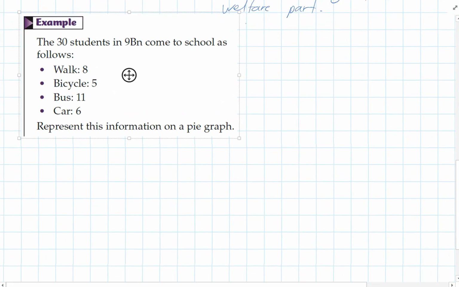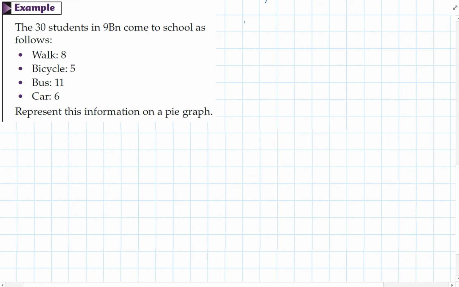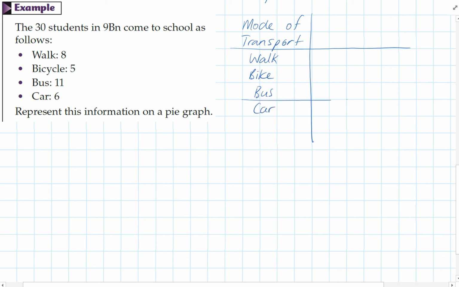table. So we'll talk about mode of transport, and that will be one column. Okay, so we'll have walking, biking, bus, and car. So there's our table, and we'll have the number of each.